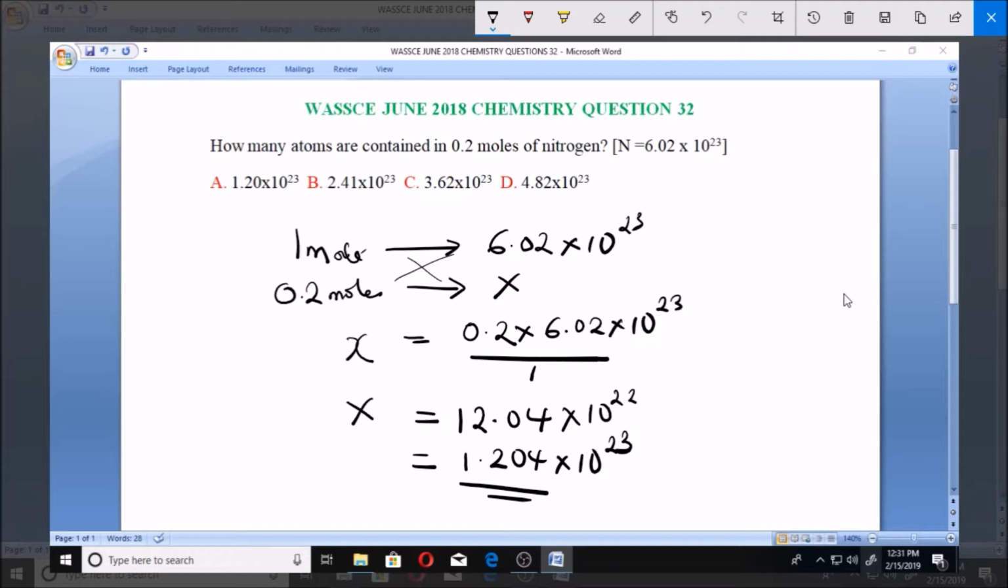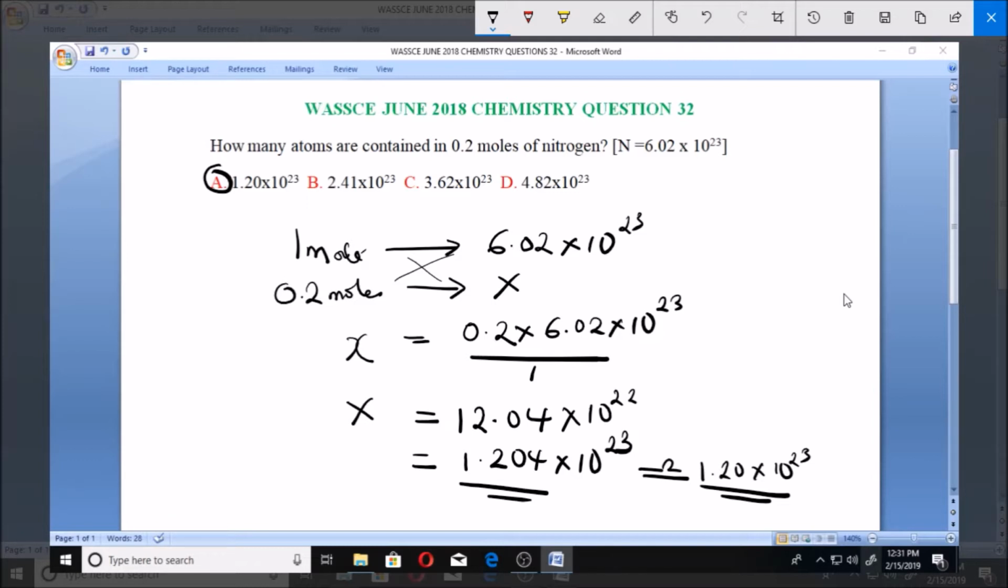So from the options, you can see that we also have 1.20 times 10 to the power 23 here. So this is approximately 1.20 times 10 to the power 23, which is the answer to this problem. And that is how we arrive at this answer.